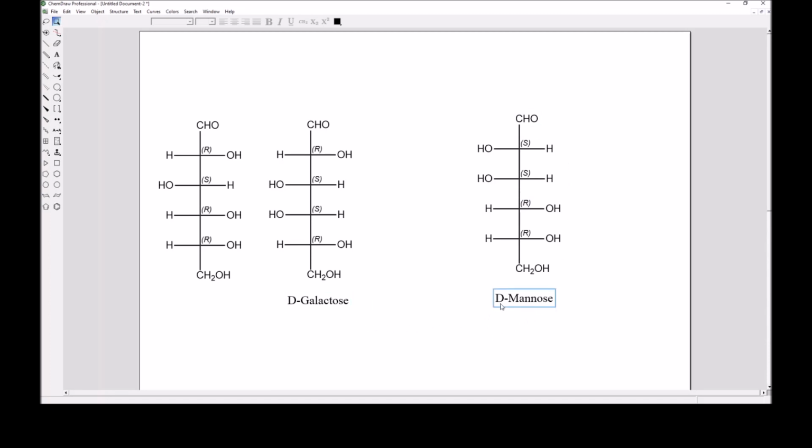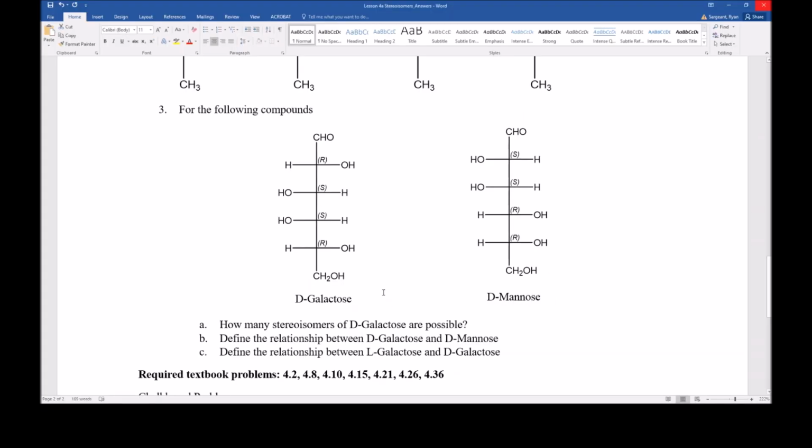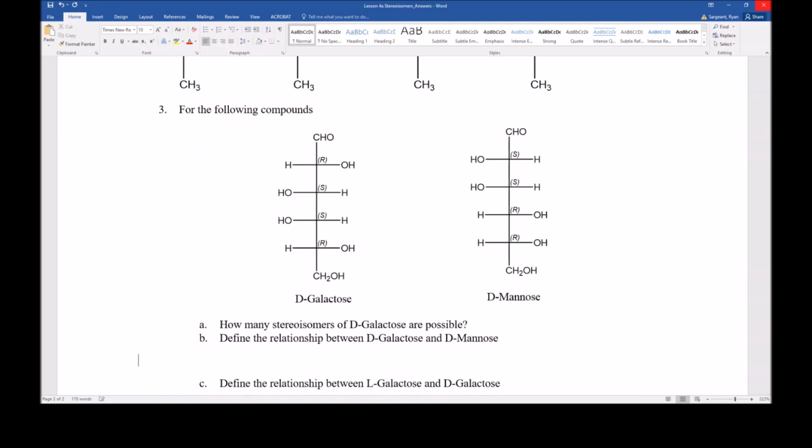So D-galactose and D-mannose are also diastereomers of each other because I flipped some, but not all of the chiral centers. So we have D-galactose and D-mannose. It asked me to describe them. So I flipped some, but not all chiral centers, so they are diastereomers of each other. And for the sake of your own notes, you should probably explain that diastereomers are because we flipped some, but not all chiral centers.